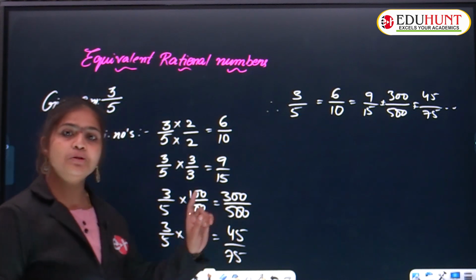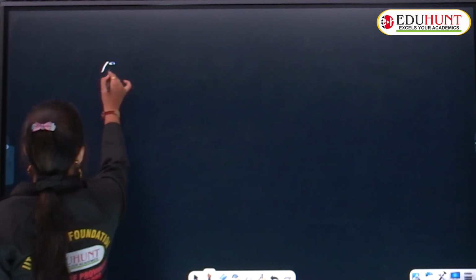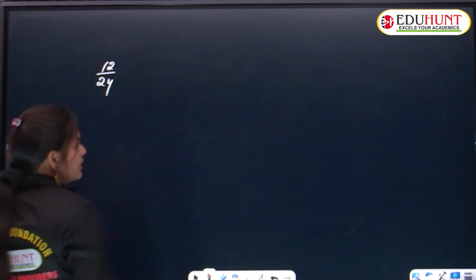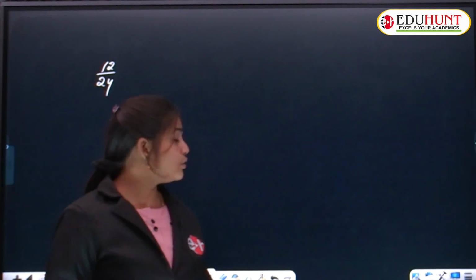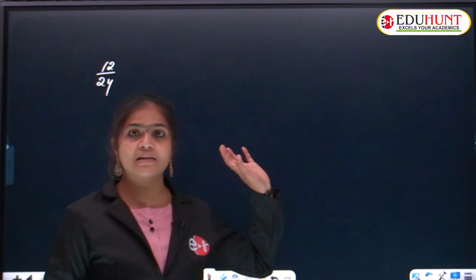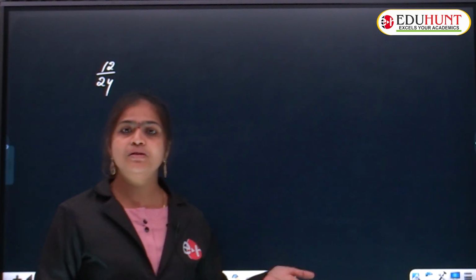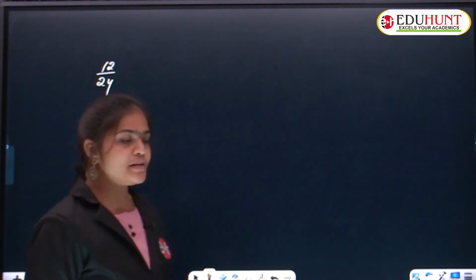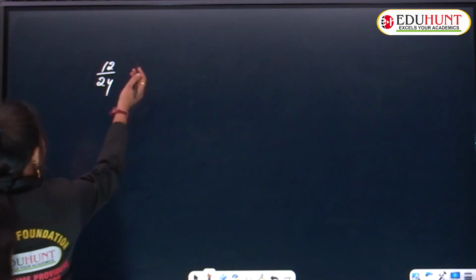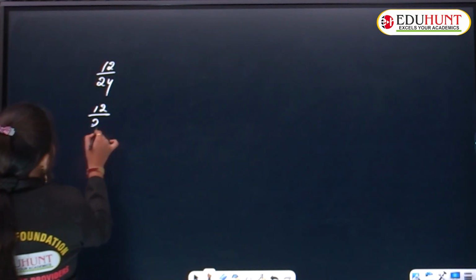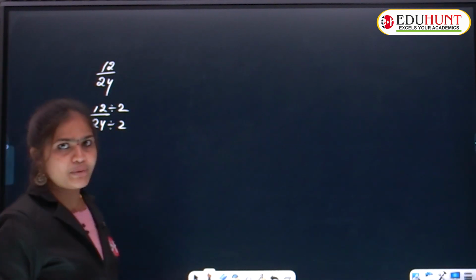In the same way, let us see how we can express this by the division method. For example, the given fraction is 12 by 24. Here we have to see the factors, and observe what common factors are there. Understood? Now 12 and 24, we know that some common factors are there. Say 12 by 24 divided by 2. 2 is a common factor of 12 and 24.